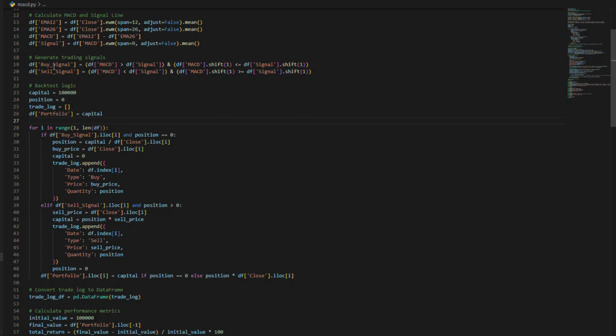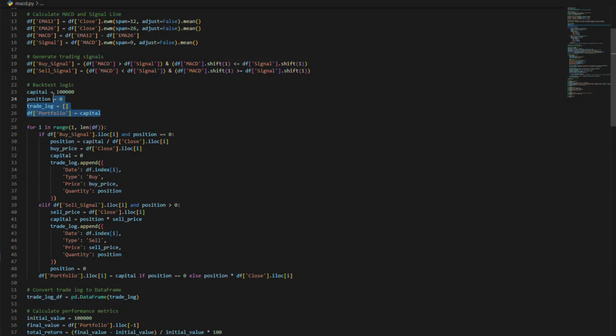We then create 2 Boolean columns. Buy_signal becomes true when MACD crosses above the signal line. Sell_signal becomes true when MACD crosses below the signal line. These are our core trade signals. To detect the crossover, we compare today's MACD and signal line to the previous day's values using the shift(1) method. This helps prevent repainting and ensures the crossover already occurred.